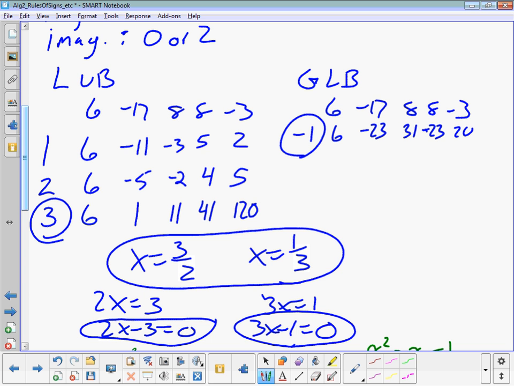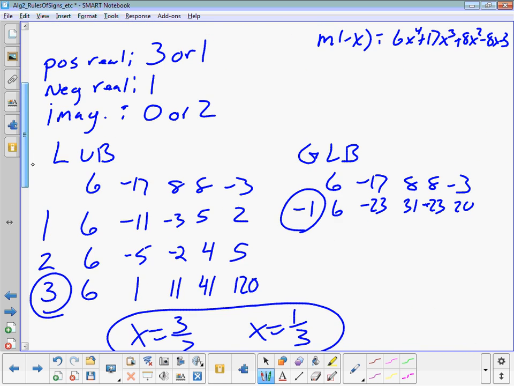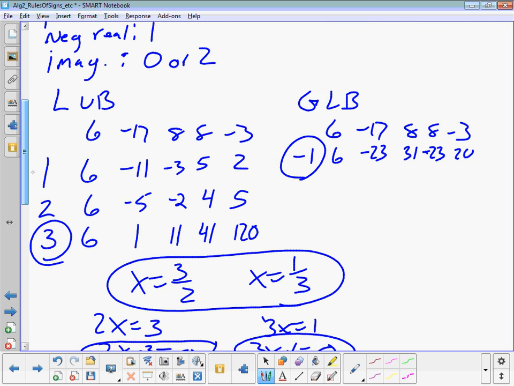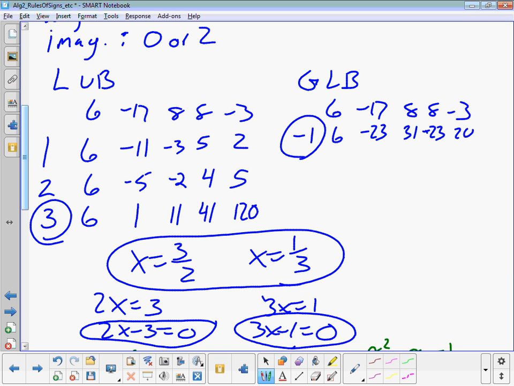So now what do we have to do? We have to take our whole 6x to the 4th minus 17x cubed plus 8x squared plus 8x minus 3 and divide it by the 2x minus 3 and by the 3x minus 1. So I've got to take that whole thing, divide it by the 3x minus 1, get an answer, take that answer, and divide that whole thing by 2x minus 3. Now, if these would have been nice whole numbers, I would have done it by synthetic division. But since they're not whole numbers, I've got to use long division.